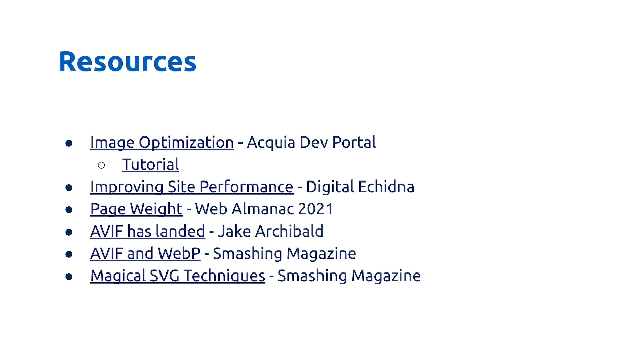I've got some extra resources here. Some of these are blogs that I wrote specifically around individual parts of this whole idea of optimizing your images. There's also a link to the page weight article from Web Almanac, so we saw those charts at the beginning. A couple of articles about AVIF and how that compares to WebP. And if you are interested in going down the rabbit hole about SVG and all the cool things you can do with it, there's a good article there from Smashing Magazine as well.